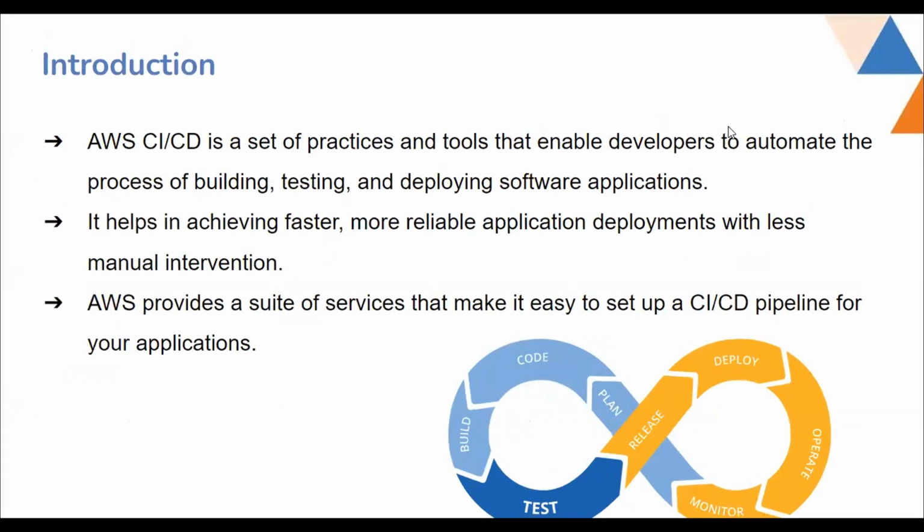So today's topic is a basic overview of CI/CD, how it works and all. So exactly what is CI/CD? Okay, so AWS CI/CD is a set of practices and tools that enable developers to automate the process of building, testing, and deploying software applications. CI/CD stands for continuous integration and continuous deployment.